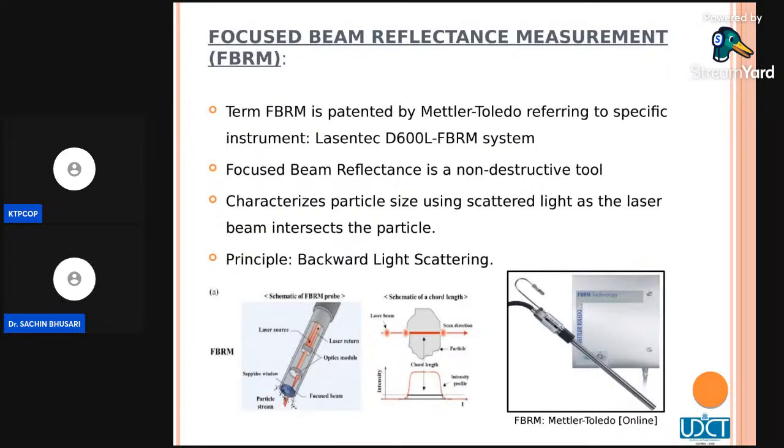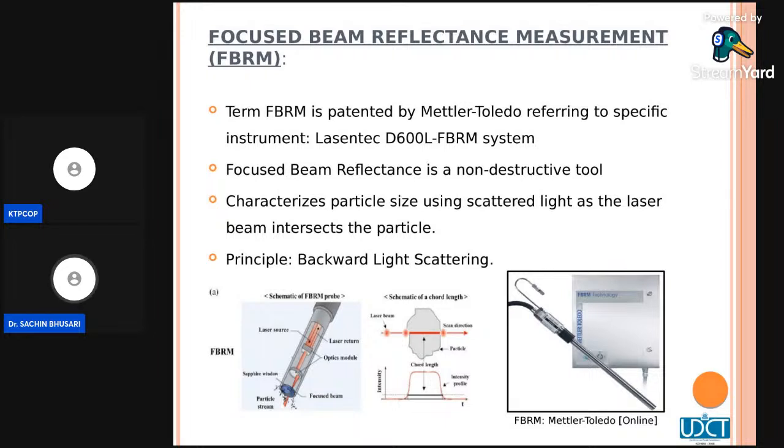Now, the technologies which are a little bit unknown to us: focused beam reflectance measurement. Mettler Toledo is the leading company in this FBRM. FBRM is basically a term patented by Mettler. It is a non-destructive tool, and it is typically used for particle size.